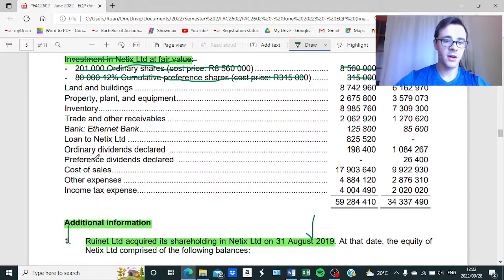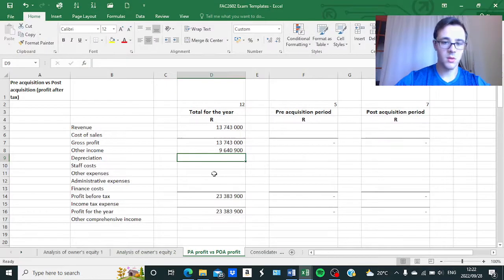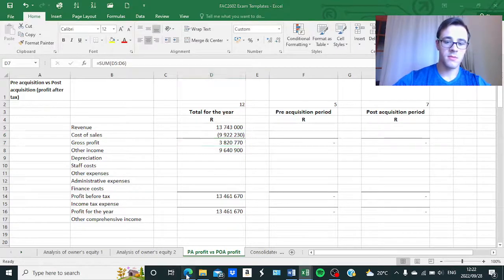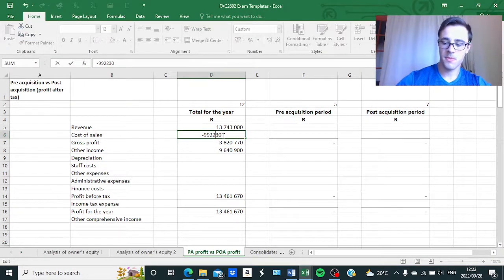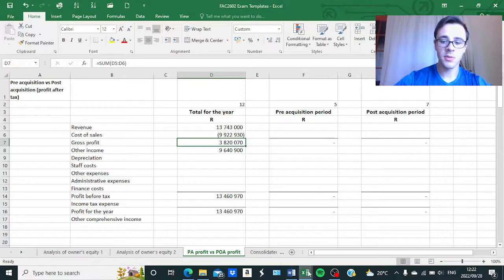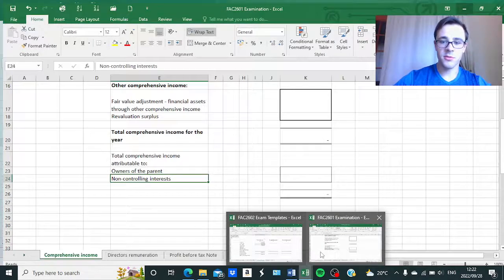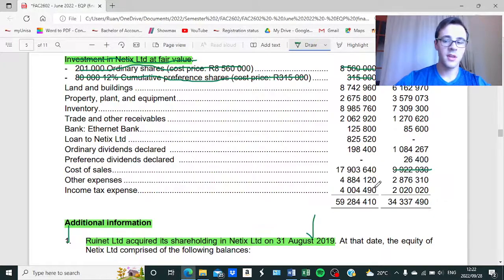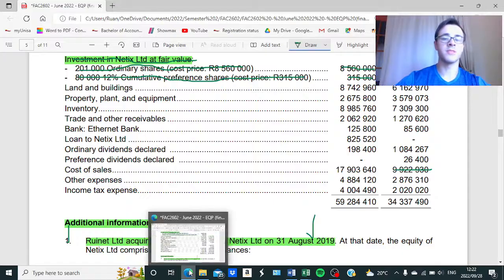Then we have our expenses. So the first expense that we come across will be cost of sales. So that will be 99,22,930. Okay, as given.